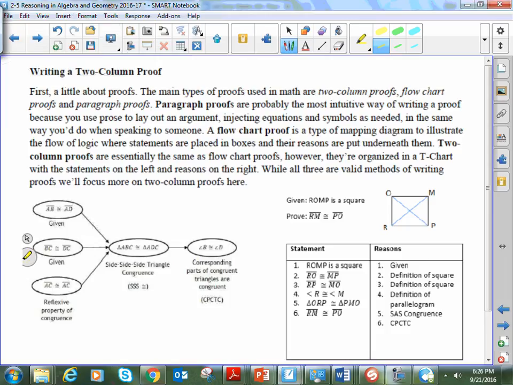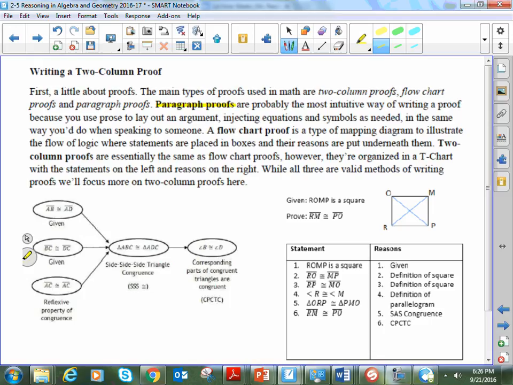This is going to be the second part of our lesson on reasoning in algebra and geometry. So in the last video, we talked a little bit about what a proof was, and that there are statements that we use and reasons for those statements in order to justify a conclusion in deductive reasoning, or using deductive reasoning. Now there are three basic proofs that we use in geometry.